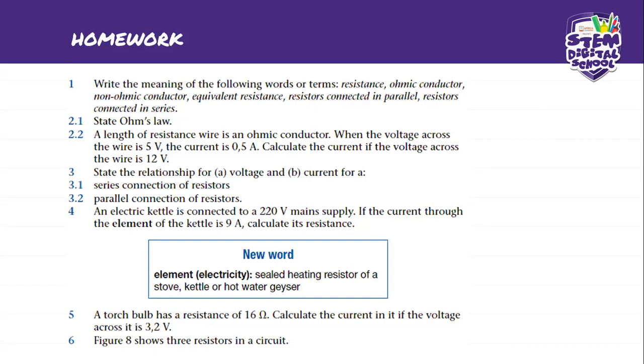So on number 4, it says an electric kettle is connected to a 220 volt main supply. If the current through the element of the kettle is 9 amps, calculate its resistance. So this one is a dead given, right? It's very much given because you've got your voltage and you've got your current. The only thing that they want is the resistance. So you can use Ohm's law: resistance is equal to voltage over current. And let's see what answer we're going to get there.